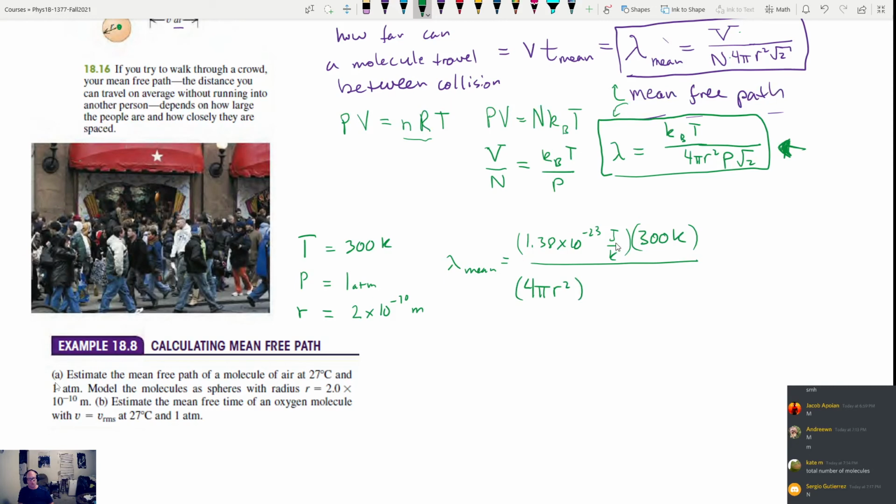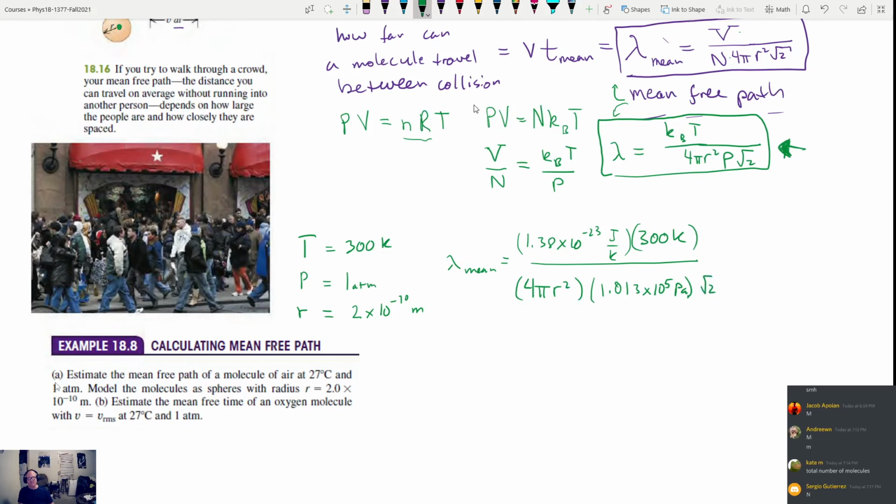Except if this is in joules, I need to convert the pressure to pascals. But that's easy to do because 1 atmosphere is 1.013 times 10 to the 5 pascals. And then we have square root 2.